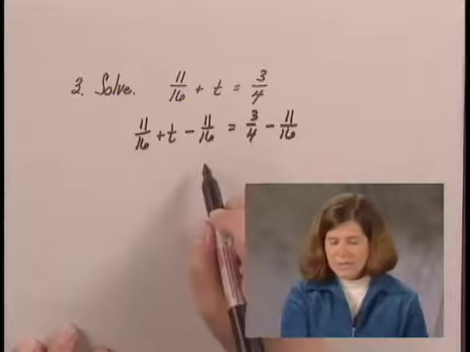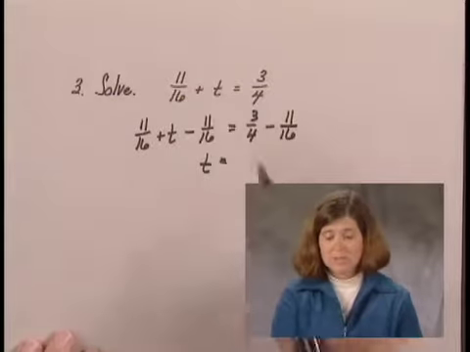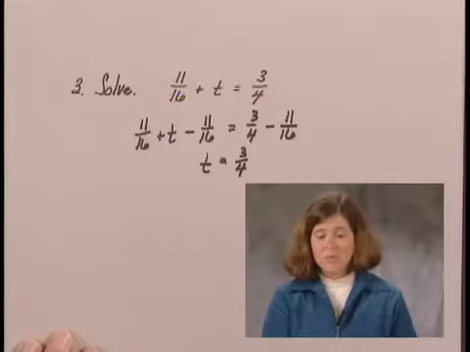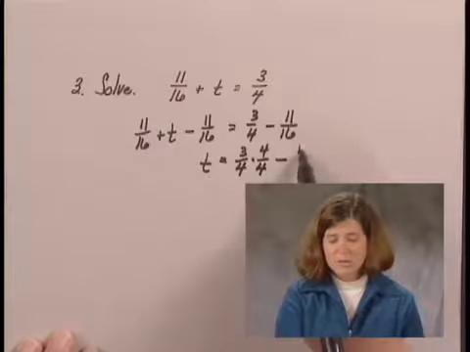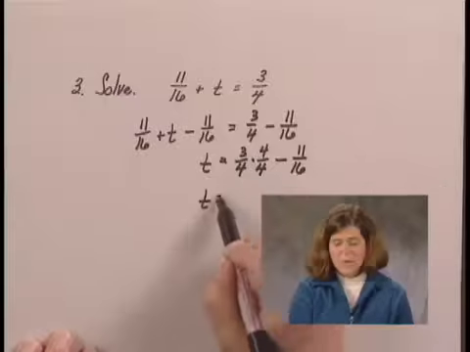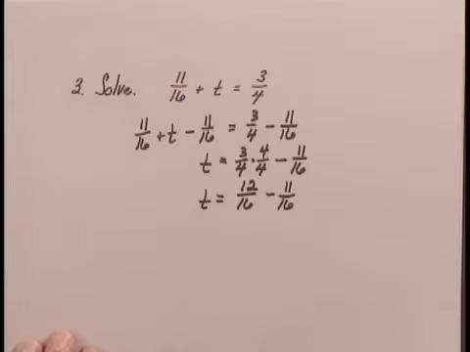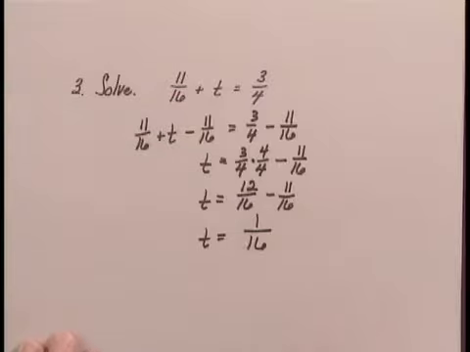This side simplifies to T, and on the right side we want to get a common denominator in order to subtract the fractions. Since 16 is a multiple of 4, 16 is our least common multiple of 4 and 16, so we can write 3/4 times 4 over 4 minus 11 over 16, and we have 12/16 minus 11/16. We now have a common denominator, so we can subtract numerators. 12 minus 11 is 1, and we write that over the common denominator, 16. So what we're saying is that the actual plywood is 1/16 of an inch smaller than what we would expect it to be.